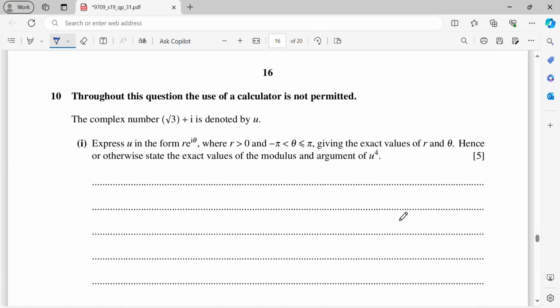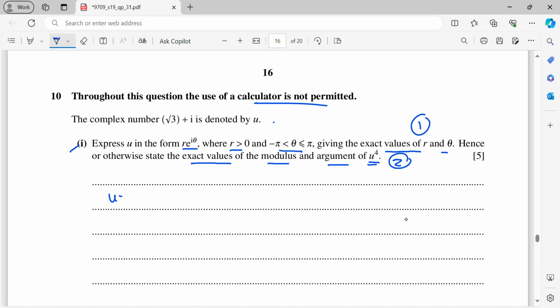Now, next question. Throughout this question, the use of a calculator is not permitted. The complex number square root 3 plus i is denoted by u. Firstly, express u in the form re^(iθ), where r is greater than 0, θ is between minus pi and pi, inclusive of pi, giving the exact values of r and θ. First part. Hence, or otherwise, state the exact values of the modulus and argument for u to the power 4. This is the second part.